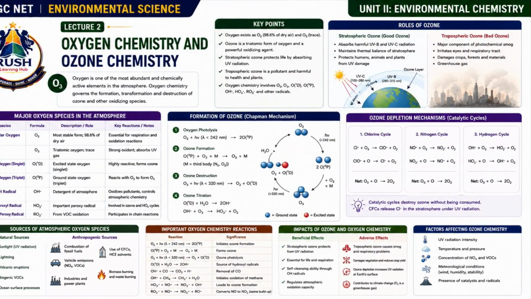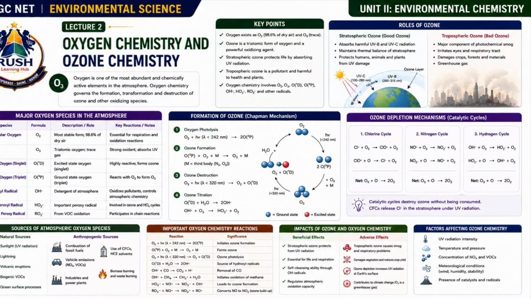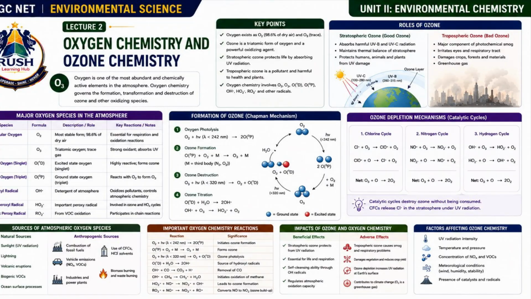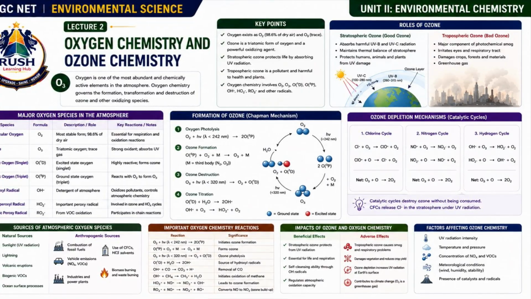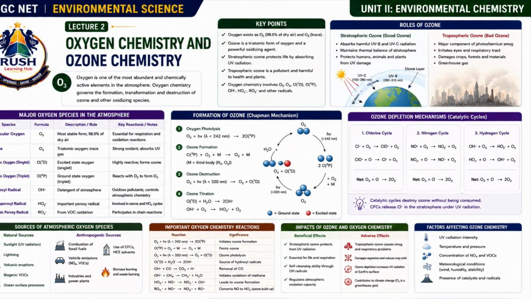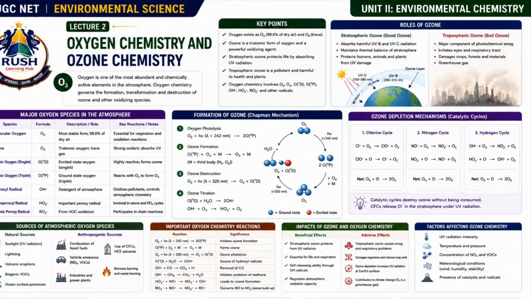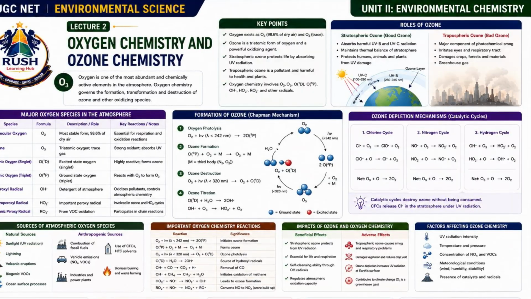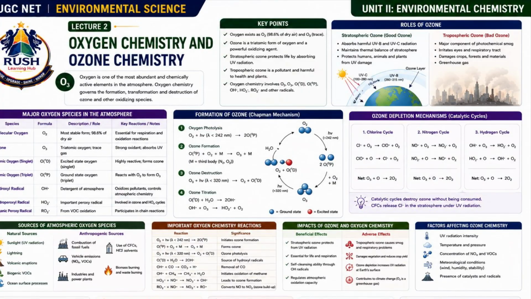Now let's discuss some important UGC NET points from this topic. Molecular oxygen constitutes about 21% of Earth's atmosphere. Ozone is formed through the Chapman mechanism. Stratospheric ozone absorbs harmful UV radiation. Tropospheric ozone is a secondary pollutant and a major component of photochemical smog.